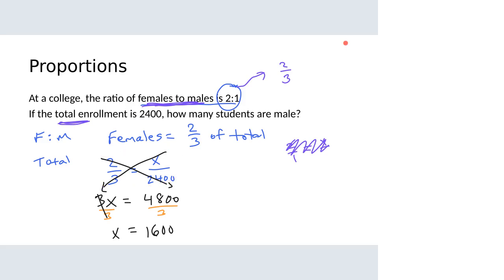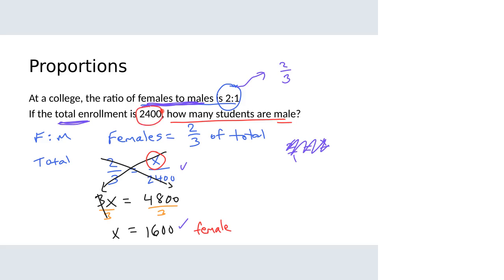And we get here, and boy, is there a strong urge to be like, well, I set up an equation and I solved it, so I must be finished. Be careful. Make sure you're answering the question that's being asked. What I found here was the number of female students. The question said, how many students are male? So I have one more step to do here.